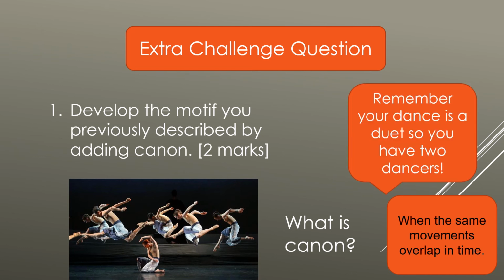To achieve these 2 marks, we are now recognising that our dance is a duet. So we have 2 dancers. You're picking a moment from the previous motif and you are adding a moment of canon. Remember to describe that moment really clearly so the examiner knows that you know what canon is. I encourage you now to pause the video here. Write out that question, develop the motif you previously described by adding canon, and then write the 2 marks. Then I would like you to answer this question. Off you go.